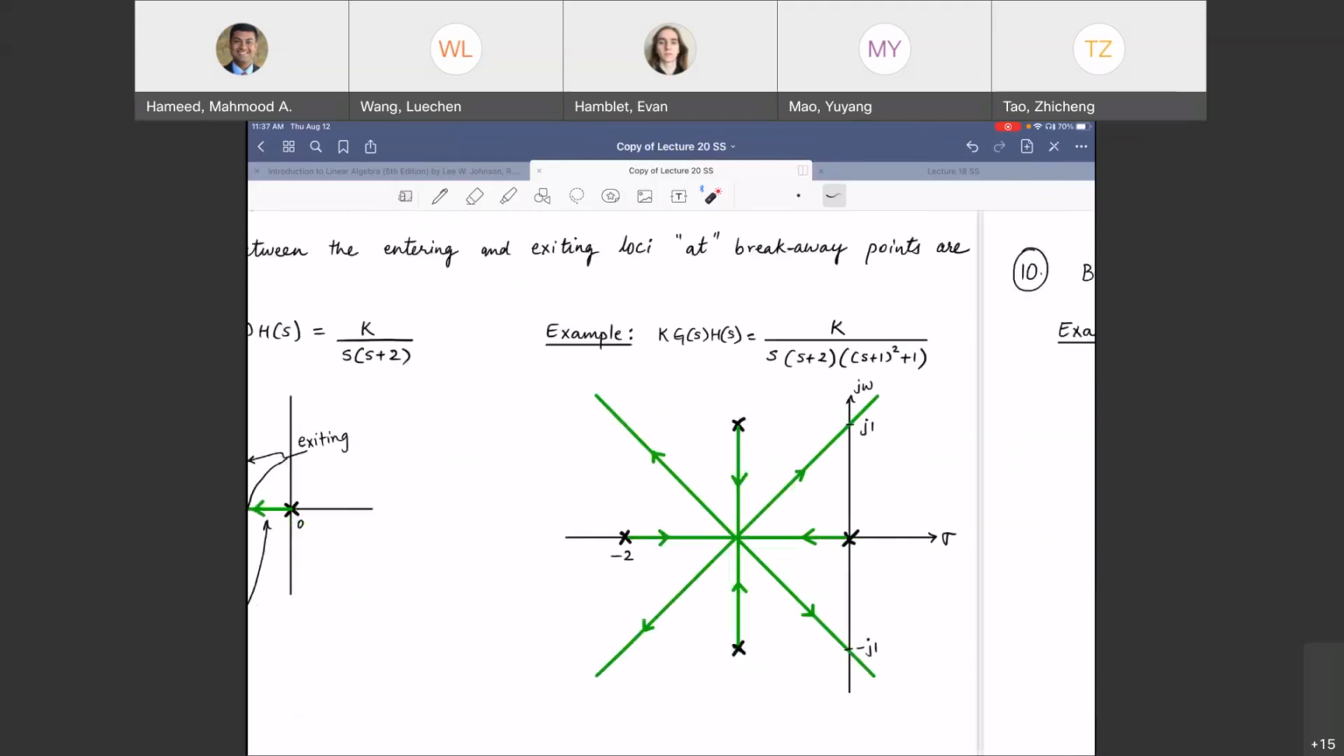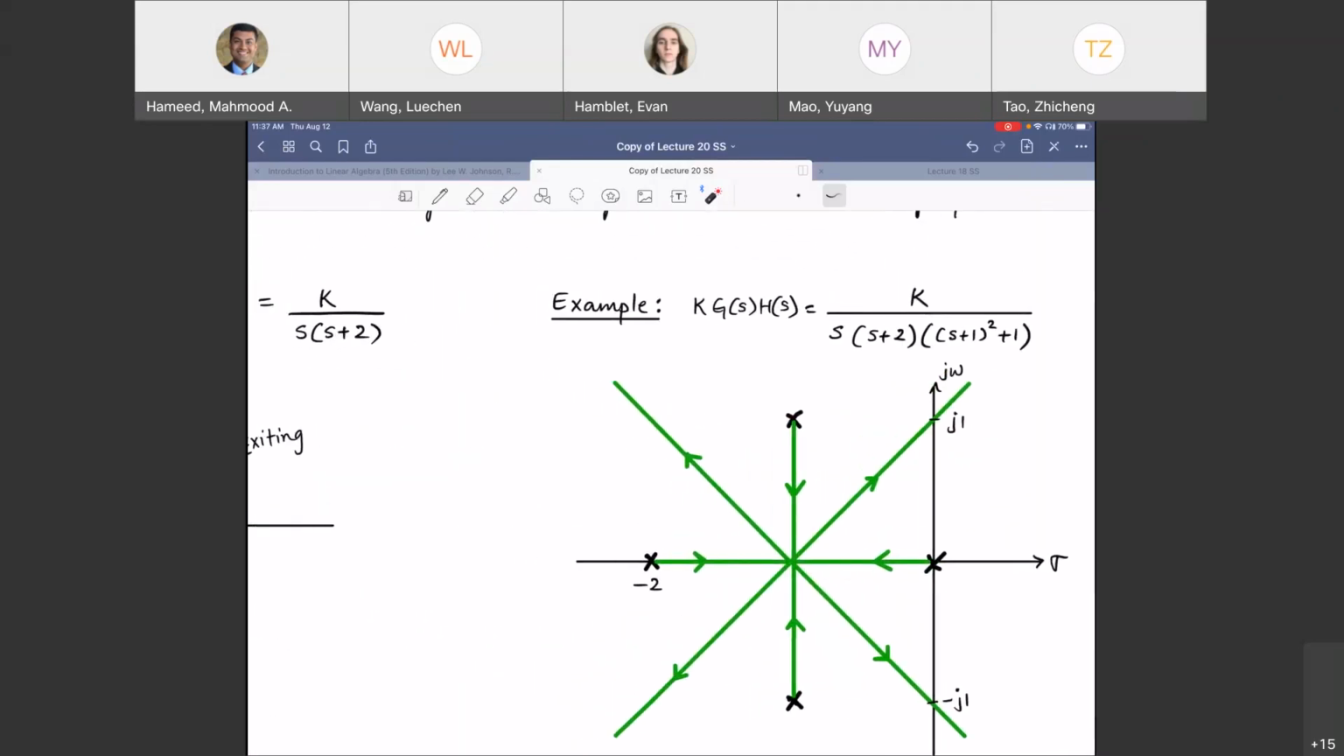Similarly over here, you have a lot of them. You have one pole at 0, one pole at -2, then you have two complex conjugate poles at -1 plus or minus j. So you have four of them. As you increase k, now I have to give you guys a word of caution here.